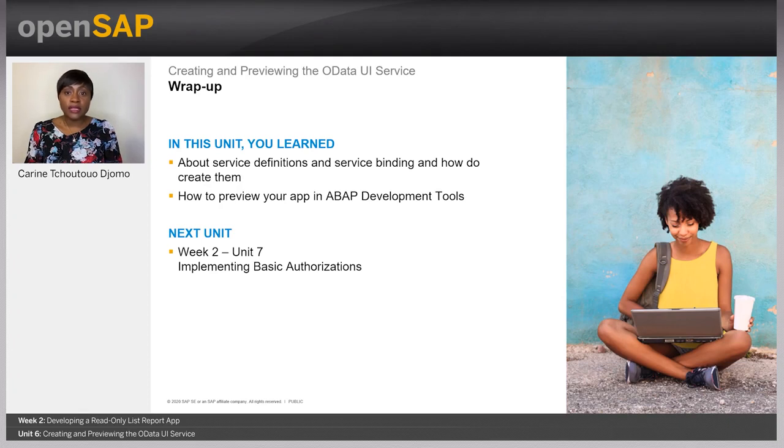We are now at the end of this unit. Let me do a short recap. In this unit, you have learned about service definition and service binding and how to create them, and how to preview your SAP Fiori Elements app in the ABAP development tools. Further information for this unit is available in the appendix of this presentation.